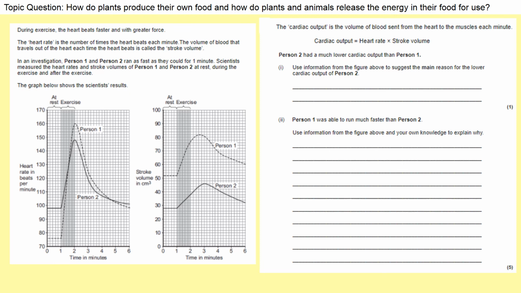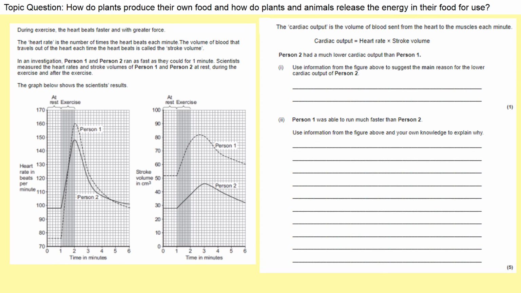Here is a more complicated exam question. They've given you a graph and they've given you some information to read, but it is looking very much at those same things we've just been looking at. So this time we're looking at heart rate, number of times the heart beats per minute, and also the volume of blood that travels out of the heart each time the heart beats. They've got 2 people and they've made them run as fast as they could for a minute, and they've measured their heart rates and stroke volumes before, during and after the exercise.